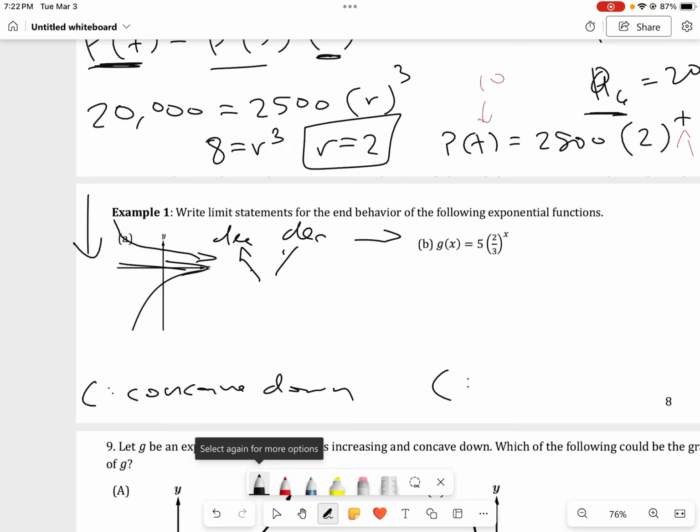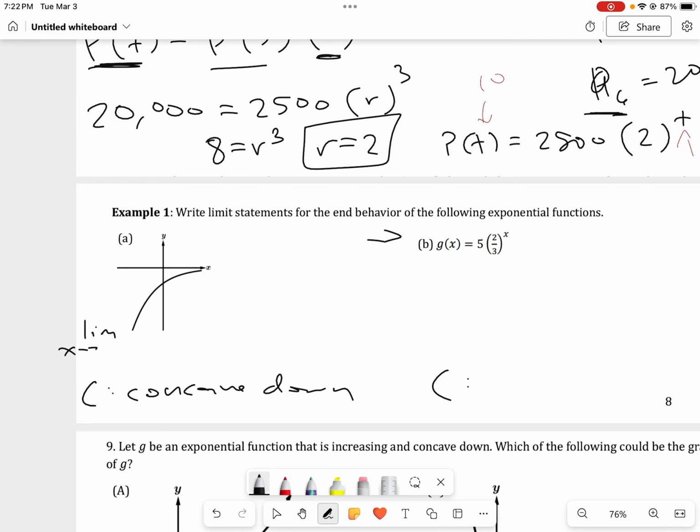See these terms? They line up, so it's concave up. If they don't line up, it's concave down. If they line up, it's concave up. Anyway, let's write the limit statement. So the limit as x approaches infinity, we know that it's just going towards 0. And as x approaches negative infinity, it's just going to negative infinity.